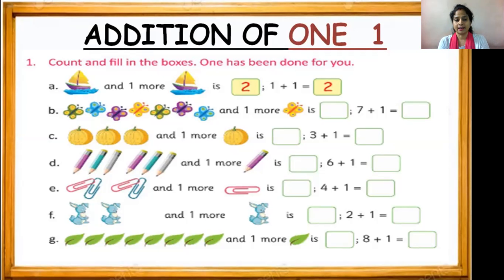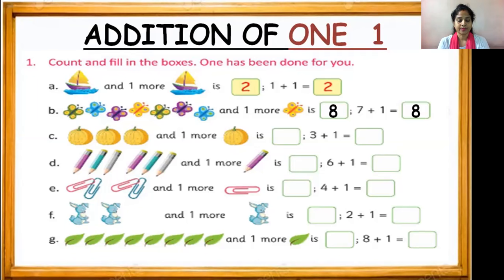7 butterflies are there. Now the question is 7 and one more butterfly. More means, one more means the next number. So what will come after this 7? 8. So 1 more and 7 butterflies is 8. So we can write like this: 7 plus 1 equals to 8. Now what about the pumpkins?